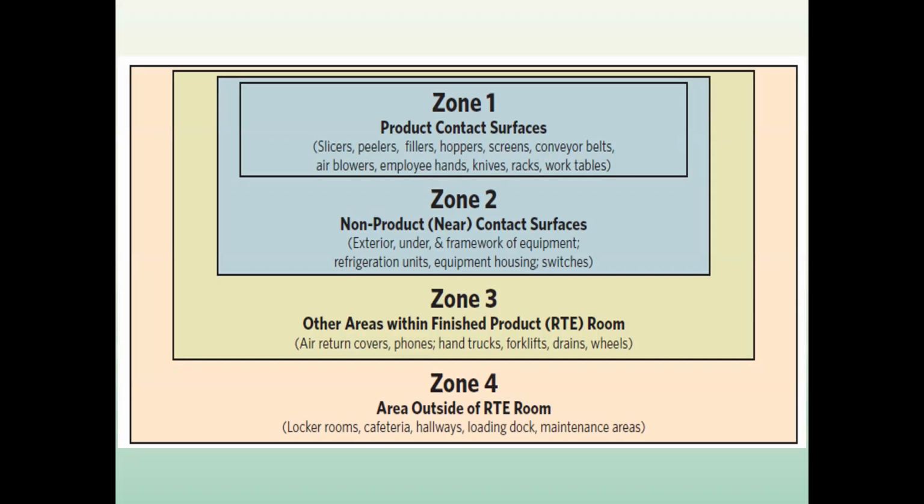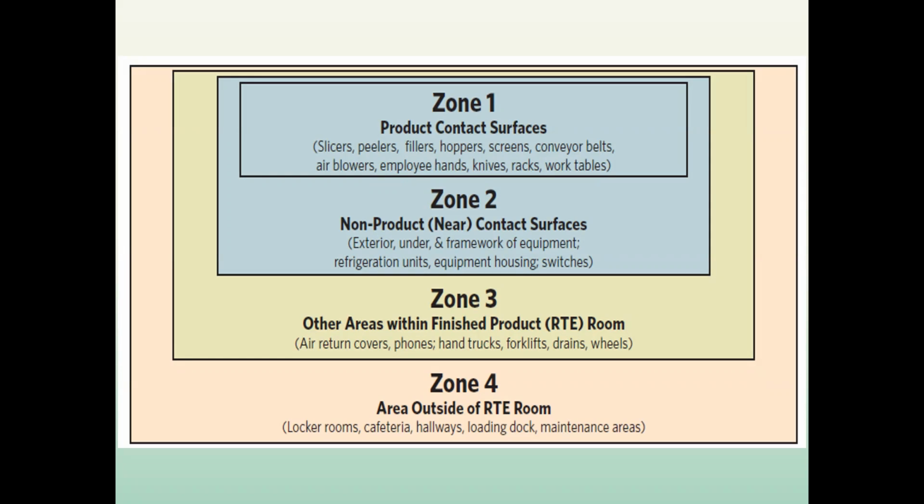Here is a diagram of a classification of zones that serves as an example. Zone 1 is mainly product contact surface that can include slicers, peelers, fillers, of course depending on your process, screens, conveyor belts, even employees' hands and knives that are in direct contact with food. And zone 2 is non-product contact surface, but really close to the product contact surface. That can include exterior, under, or framework of equipment, refrigeration units, equipment housing, and switches.